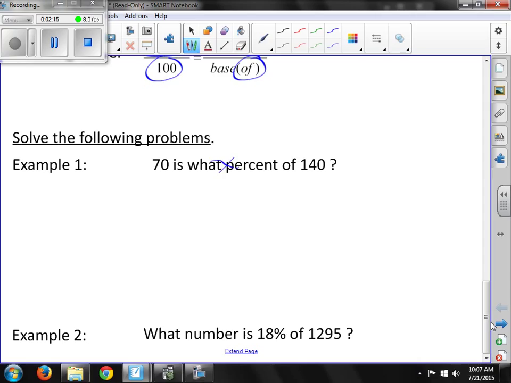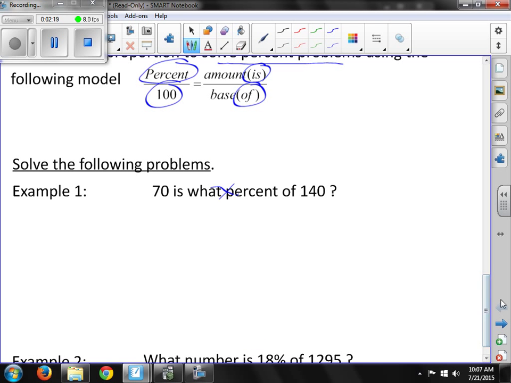So we're going to use the model, percent over 100. Let me back it up so you can see that. Percent over 100, so the percent in this case is x over 100, and the is 70, and the of is 140. And of course we can reduce that to 7 over 14, which would then reduce to 1/2, and we won't have to use our calculator or do it by hand.